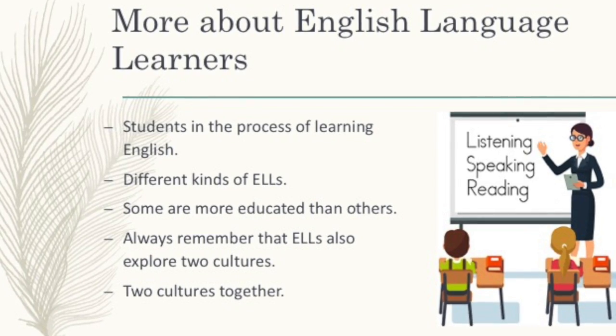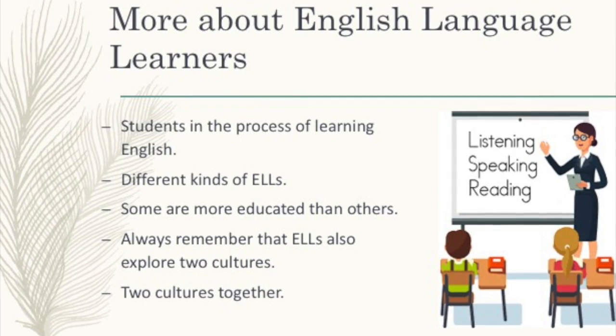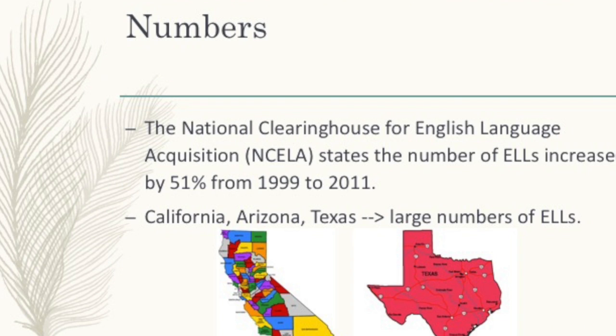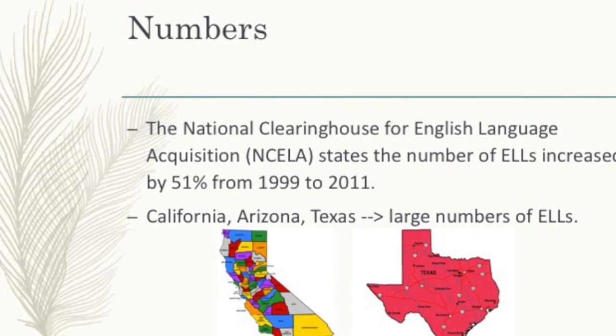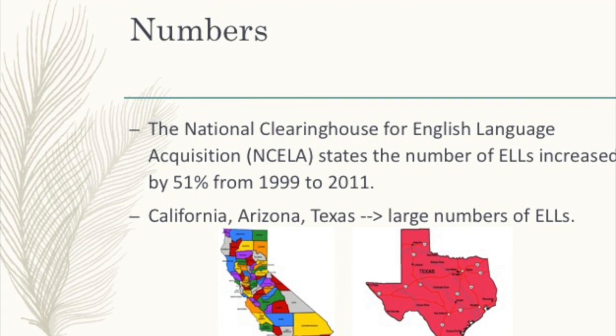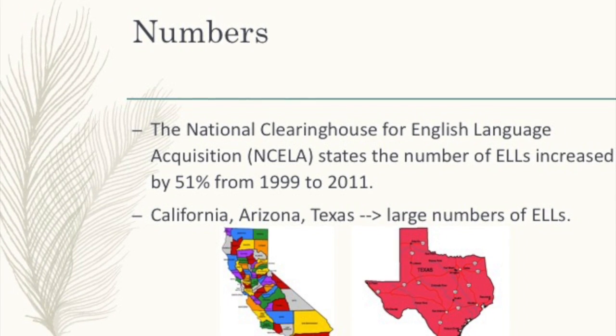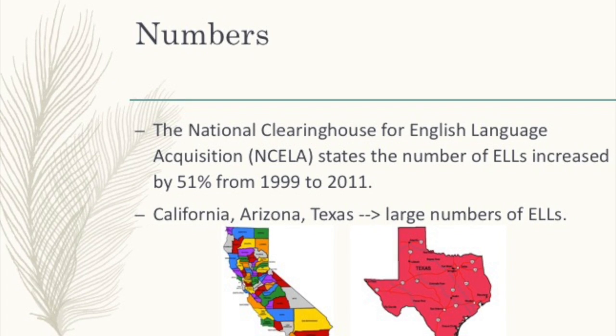But most importantly, always remember that ELLs explore two cultures. A big example is when a student born in Mexico has a Mexican culture and they move to the US adopting an American culture within their environment. And now they have two cultures together.